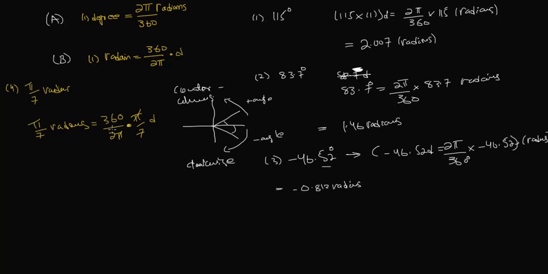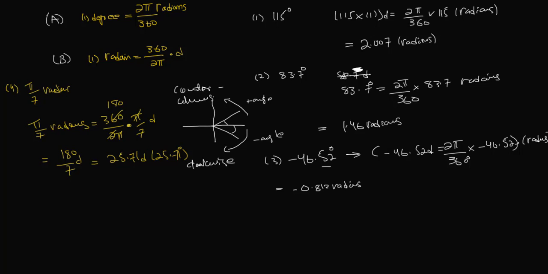Pi's cancel with pi's, and that's 180. So this is going to be 180 divided by 7 degrees, or if we just calculate that, we have 25.71 degrees. Or we can just write it like that. Let's do just one more problem.